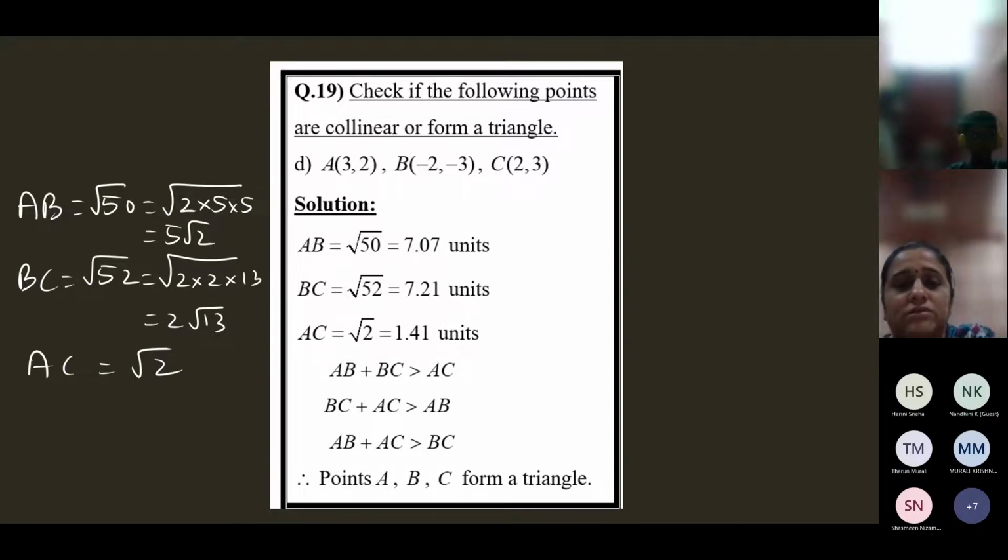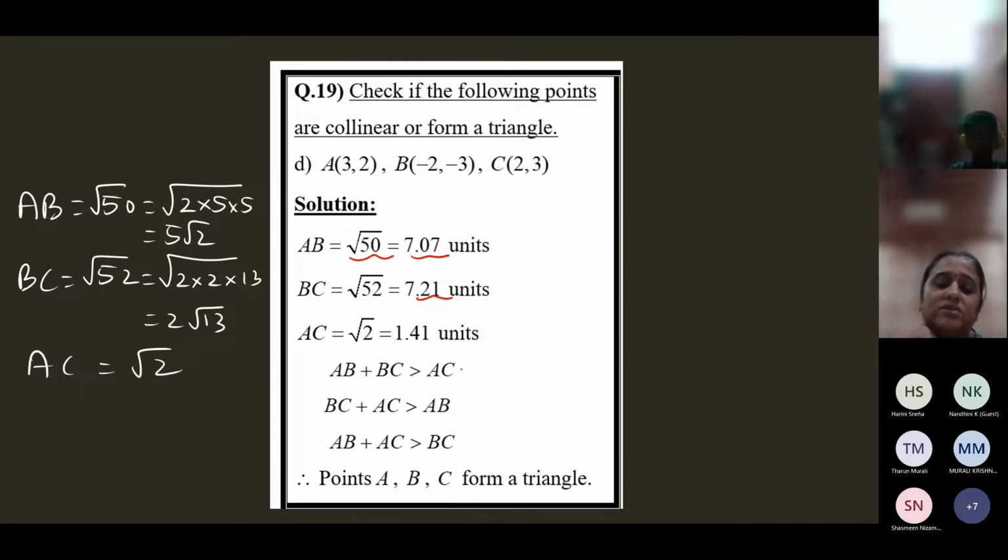So sometimes you have to find the decimal value like this. You must find the square root of these numbers by the long division method. And what is the rule if it forms a triangle? The sum of any two sides will be greater than the third side.